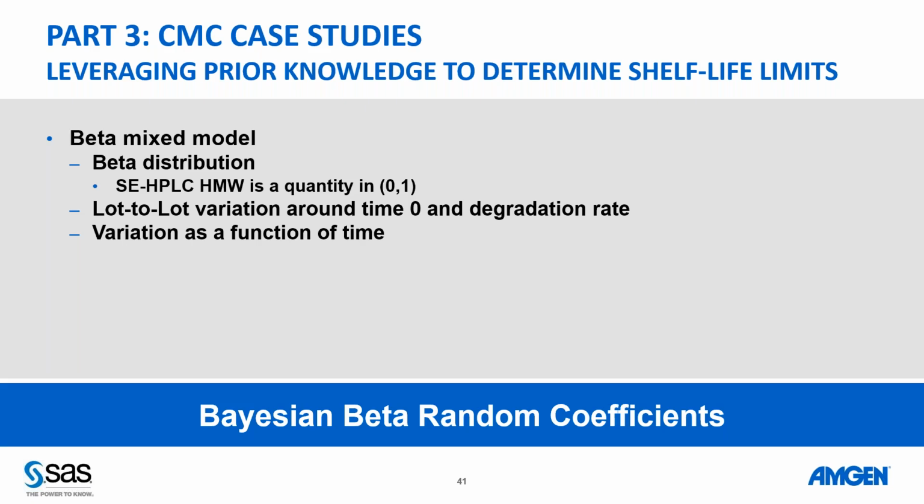We also want to capture the lot variation around time 0, which means the intercepts. We want to allow for different intercepts. And the degradation rate, that's the slope. We also want to capture the lot-to-lot variation around there. But we also want to capture the variation as a function of time. One of the things that happens, some of you may be familiar with that, is that the variation increases with time. And a lot of times when we do this analysis, that's not taken into account.